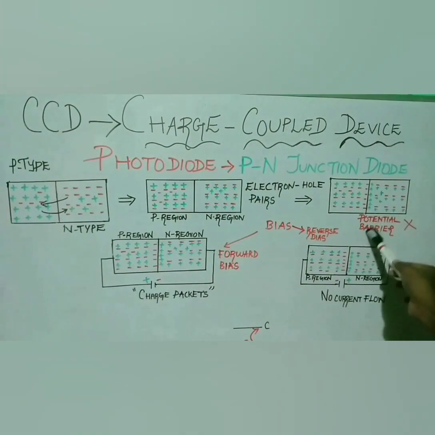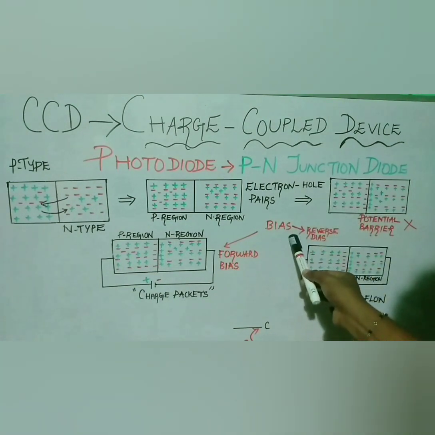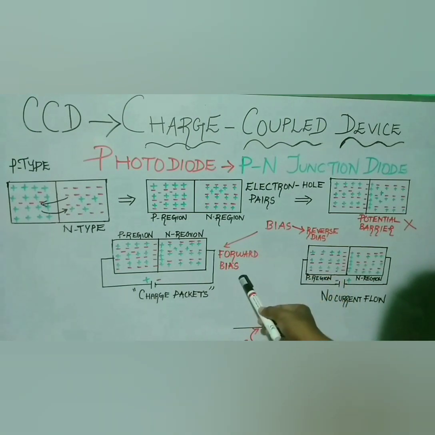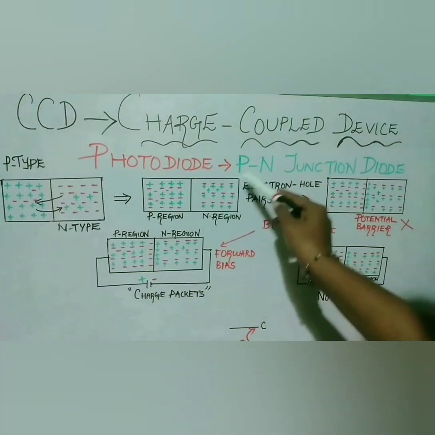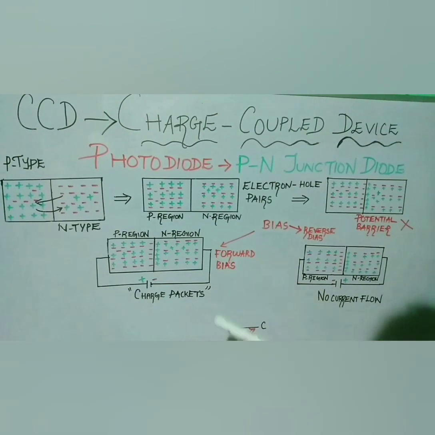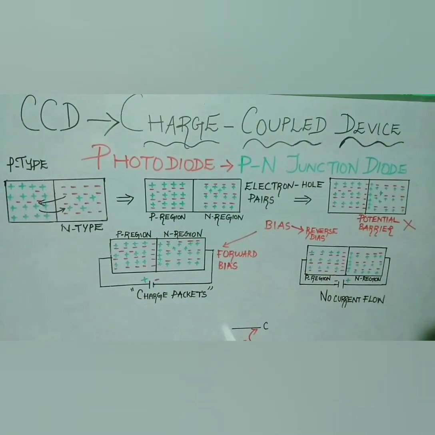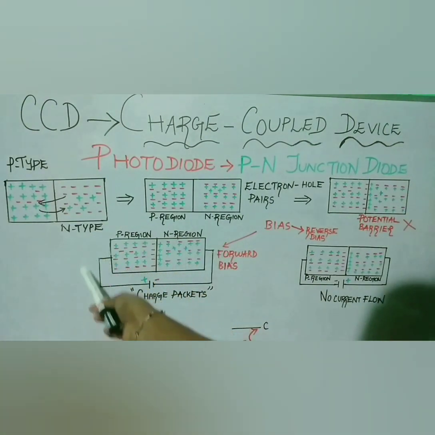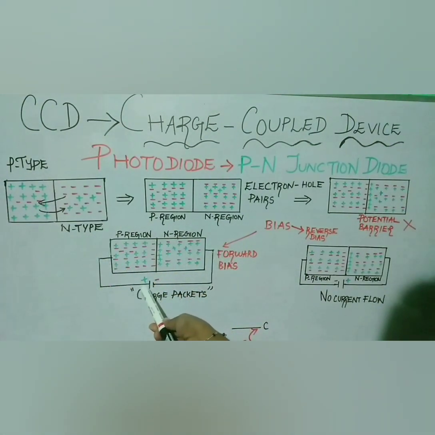We are going to break this potential barrier by applying an external voltage. The applied external voltage should be greater than the barrier voltage. Only then does the potential barrier break. The process of applying voltage is known as bias. We have two types of bias: one is forward bias and the other is reverse bias. When the photodiode is forward biased, a charge packet is created in each pixel. In a forward biasing condition, the P region is connected to the positive terminal of an external voltage source, and the N region is connected to the negative terminal. The positive terminal is the anode and the negative terminal is the cathode.